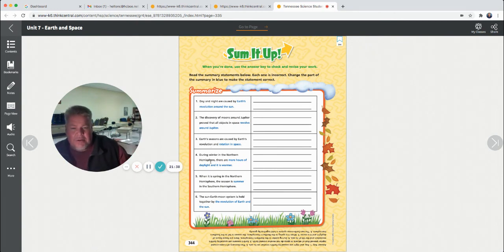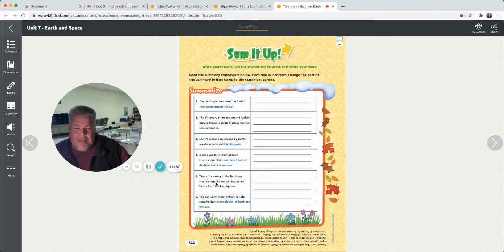During winter in the northern hemisphere, there are more hours of daylight and it's warmer. Well, now we know that's just dumb, isn't it? It's winter right now. Is there more daylight and it's warmer? No. There's fewer hours of daylight and it's colder. I don't like it getting dark at 5:30 every day, do you? I'm ready for a little more sunlight.